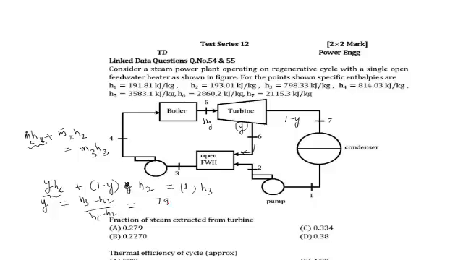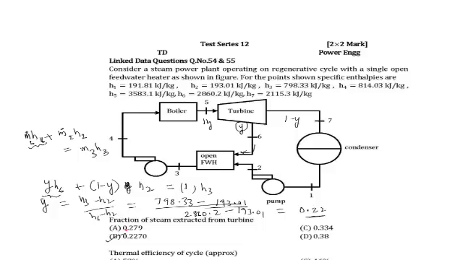H3 is 798.33, minus H2, which is 193.01, divided by H6, which is 2860.2, minus H2, which is 193.01. I am doing it here because it will be easy for you to analyze in the figure. If we calculate H3 minus H2 by H6 minus H2, you get close to 0.2270. So 0.2270 is the fraction of the steam that has to be extracted.